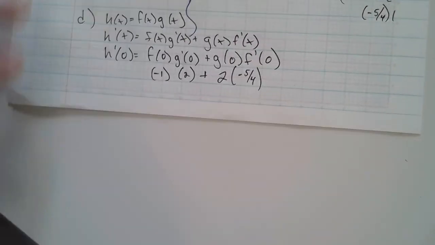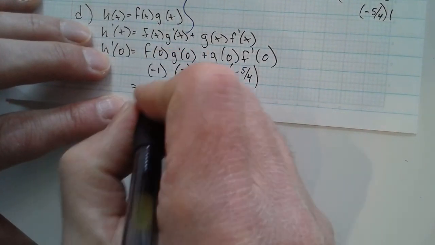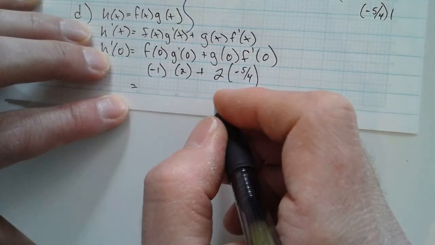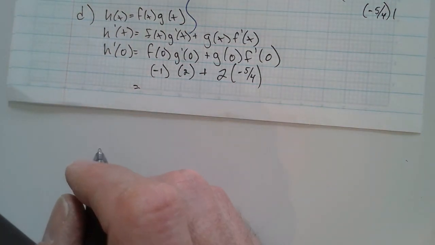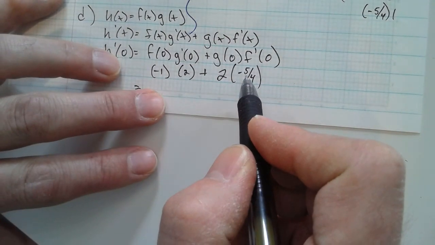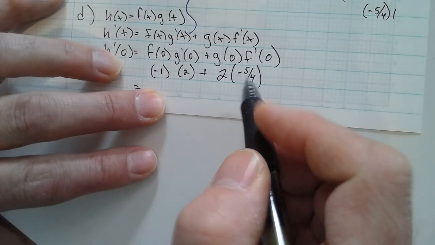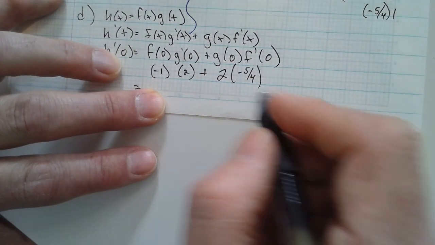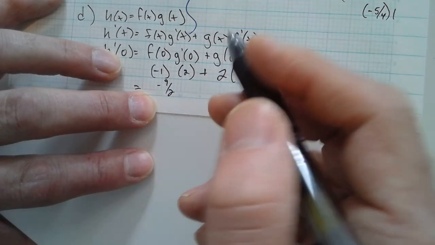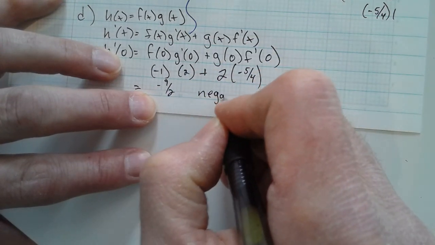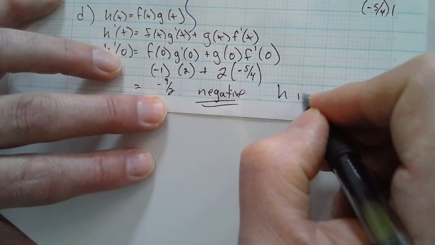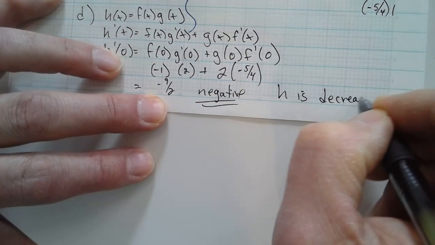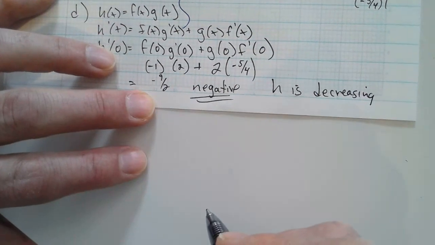So what do we know about h prime of 0? We get negative 2 minus 10/4... I don't know, what is that? Negative 9/2, maybe? Okay, you don't even have to know that. You just need to know that it is negative. And if it is negative, h is decreasing since the slope is negative. And there you go. 11 minutes.